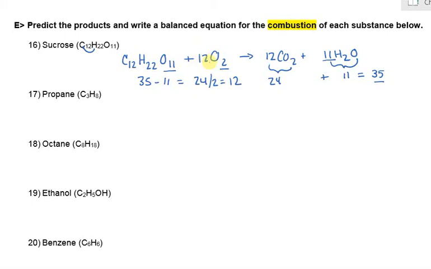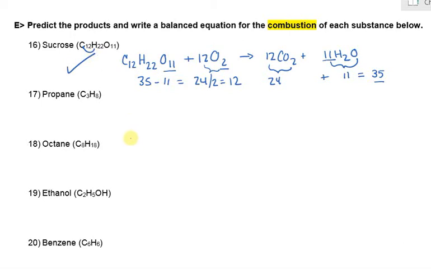Let's double check. 12 carbon. 12 on the left, 12 on the right. It's balanced. 22 on the left for the hydrogen. 11 times 2 is 22 on the right for hydrogen. 11 plus 24 on the left, 24 plus 11 on the right. So, this one is good to go.